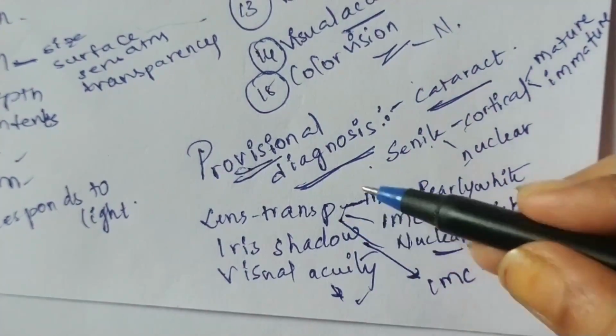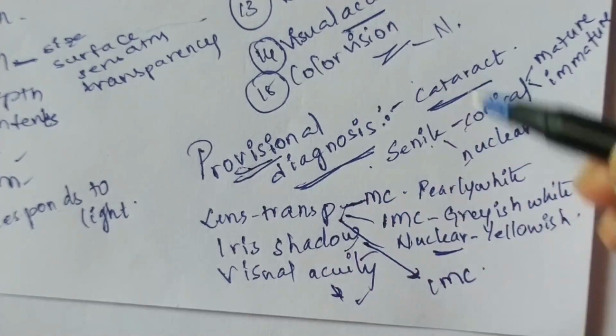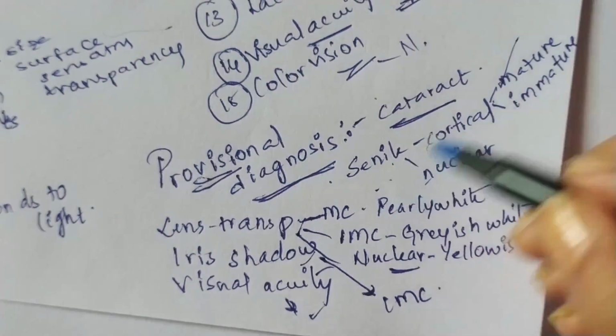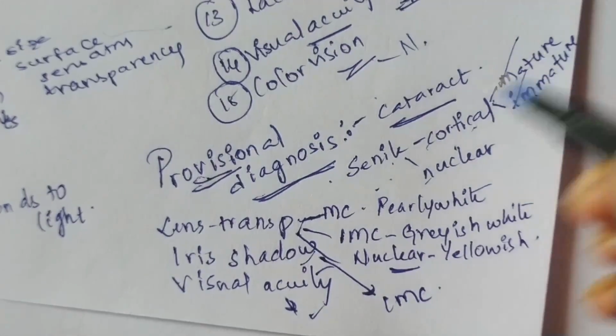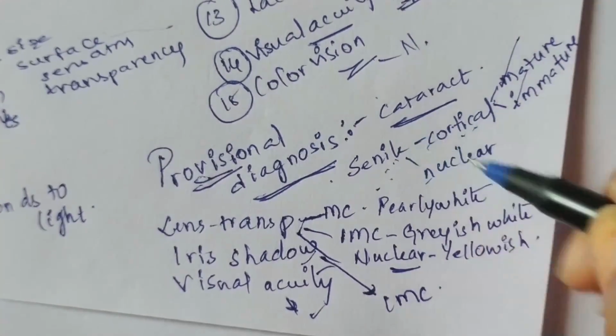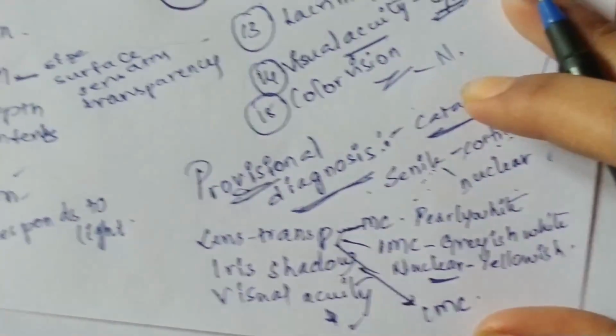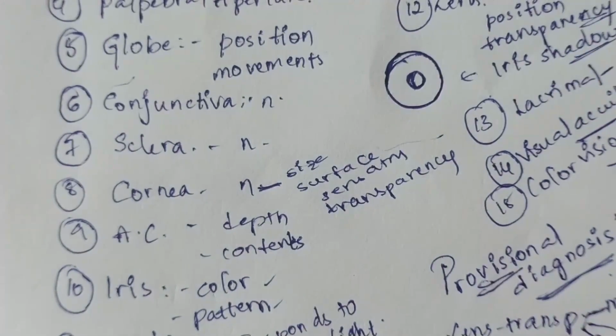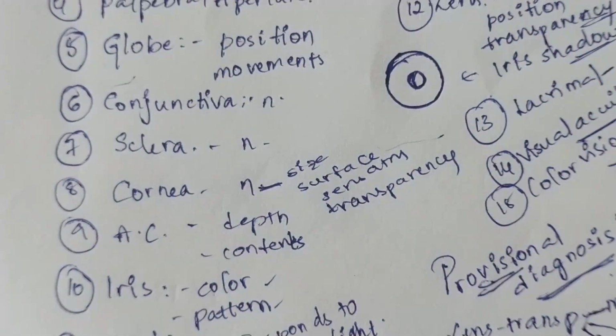Mainly by the lens transparency and presence of iris shadow, we can diagnose it as either mature senile cortical cataract or immature senile cortical cataract or senile nuclear cataract. Okay, with this we complete case taking of ophthalmology.